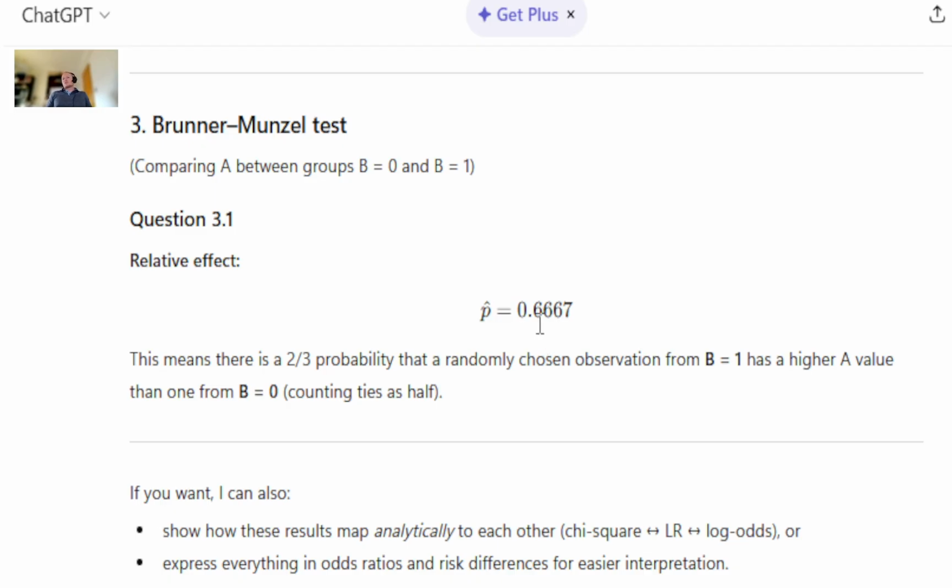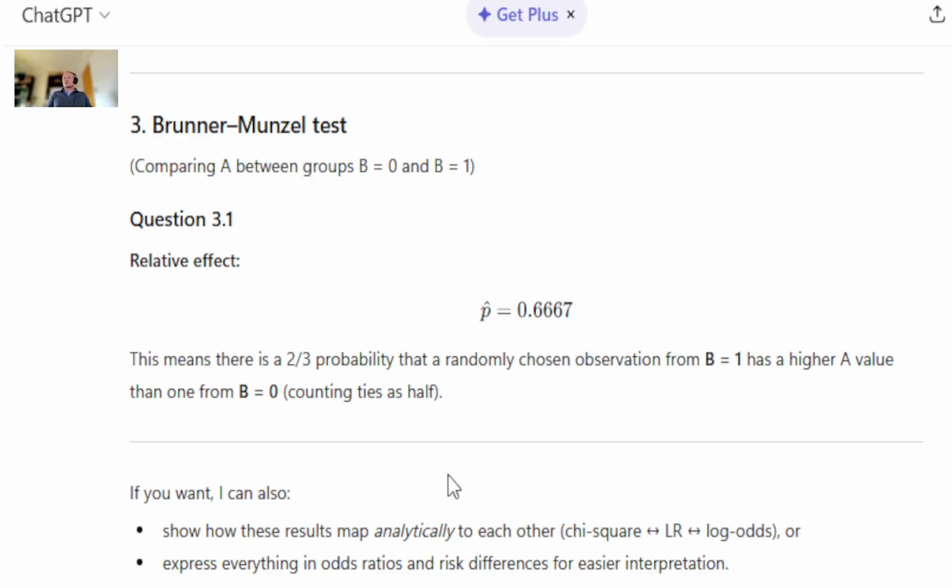So in this case, this times 2 would be 1.6667, no, sorry, 1.3333 approximately, minus 1, so that would be 0.333. Okay. So this is the relative effect as per Brunner-Munzel's test.